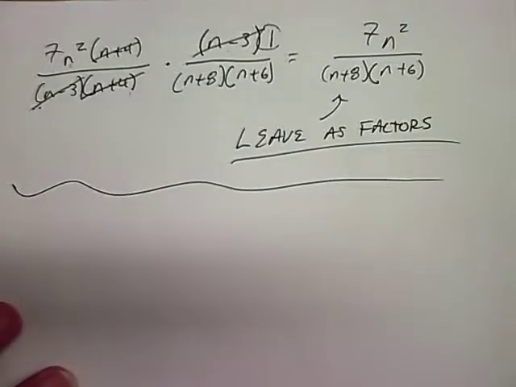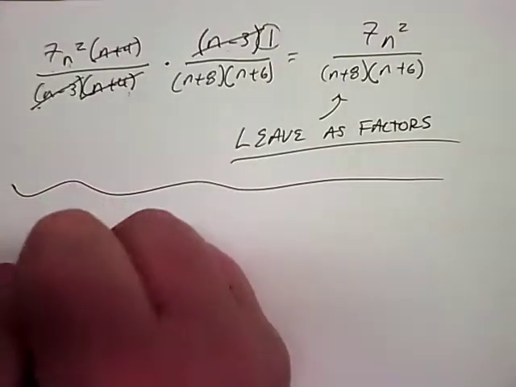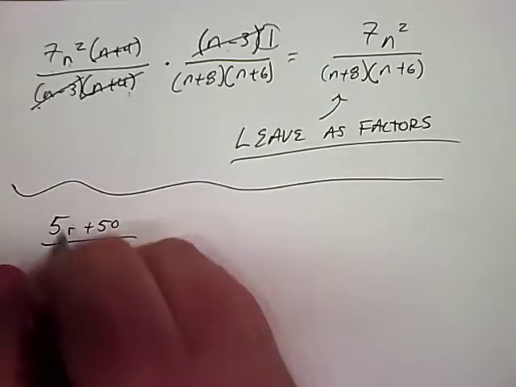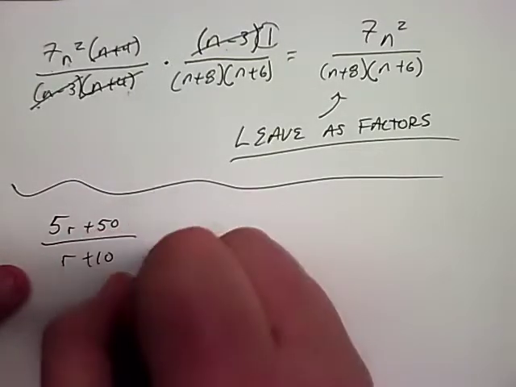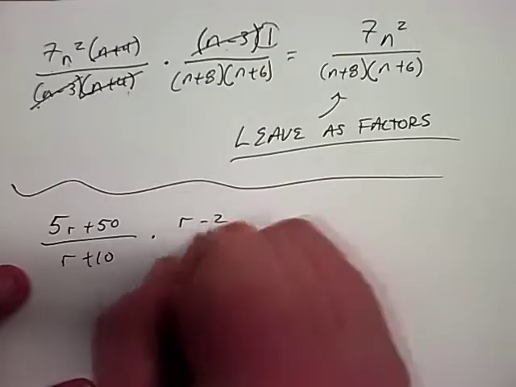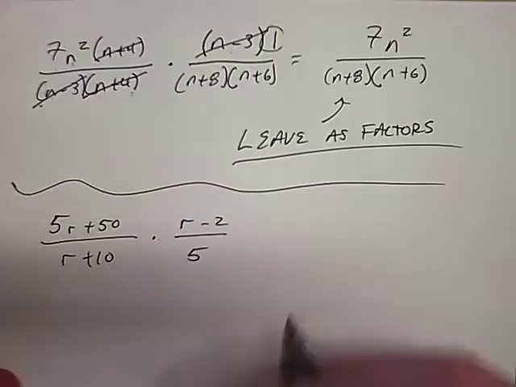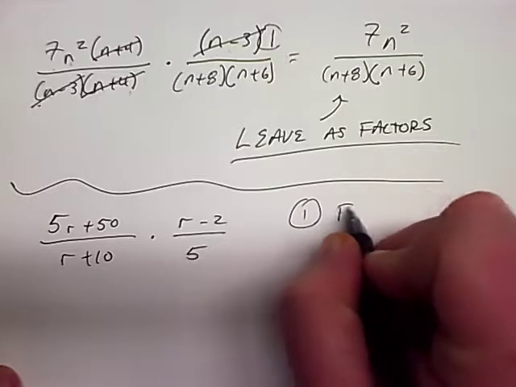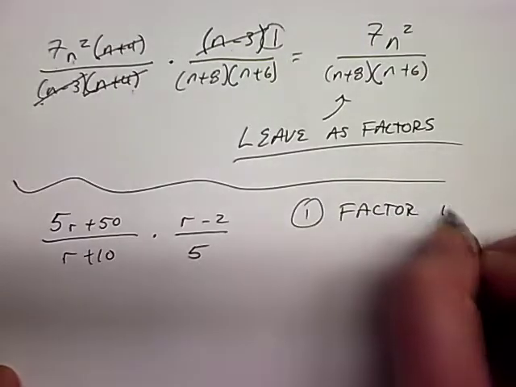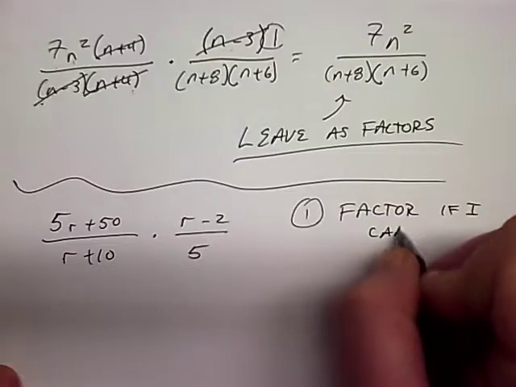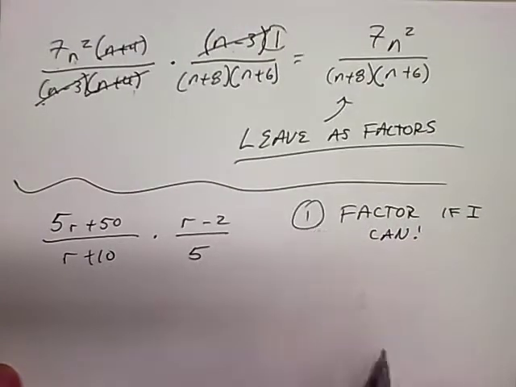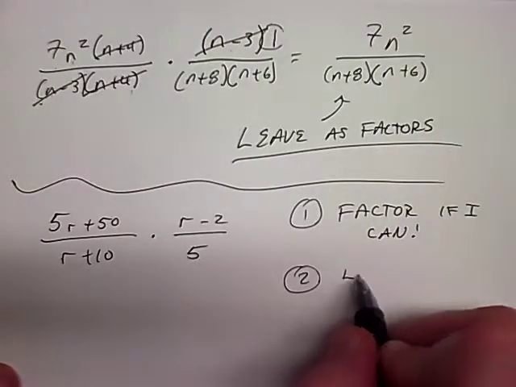Let's try one more. If I have 5r plus 50 over r plus 10 times r minus 2 over 5, and I'm looking right off the bat, there's nothing nice here. So, in order to cancel, I need to find if there's any factors. Factor if I can. All right, that's my first step. After I factor, then I'm going to look to cancel.